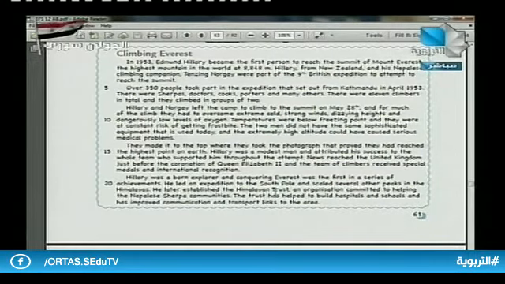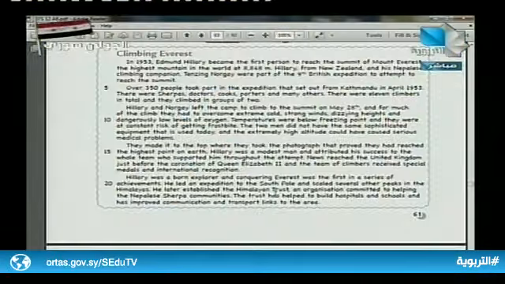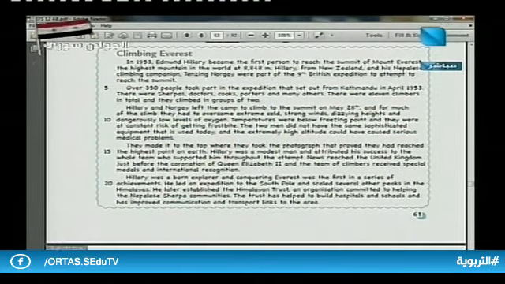The Himalayan Trust is an organization. What is the Himalayan Trust? It is an organization established by Hillary. To help for what reason? To help people in the Himalayas, to build schools and hospitals to help them in their life, and transportation to improve the communication there.